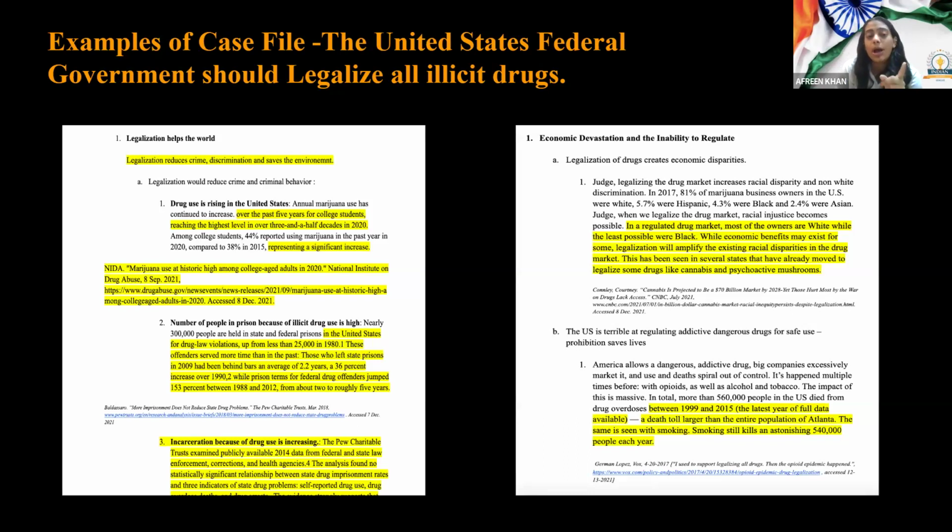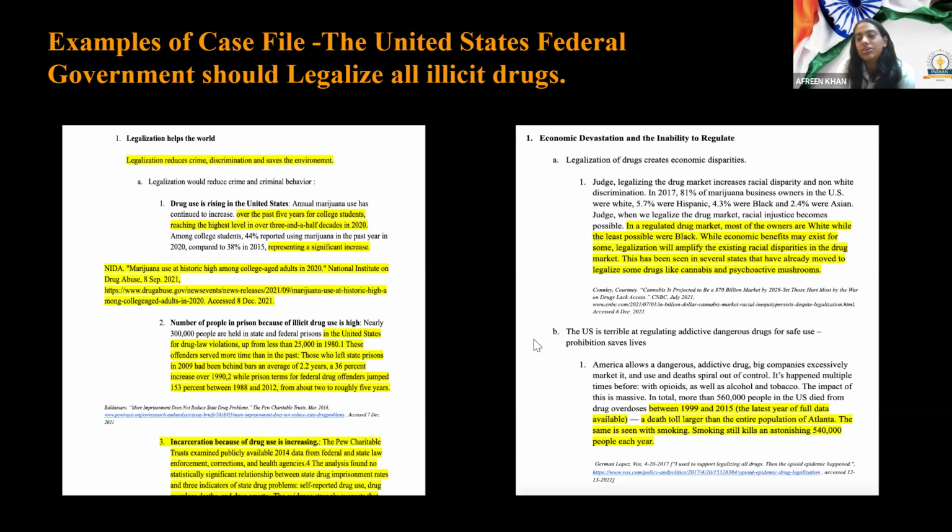So the way I'm going to read the first subpoint is, can you read the evidence card name? It's NIDA 21. So according to NIDA 21, drug use is rising in the United States. Annual marijuana use has continued to increase, and so on and so forth. Now, for example, on the right side, it has German 2017, right? So according to German 17, America allows a dangerous addictive drug, blah, blah, blah.